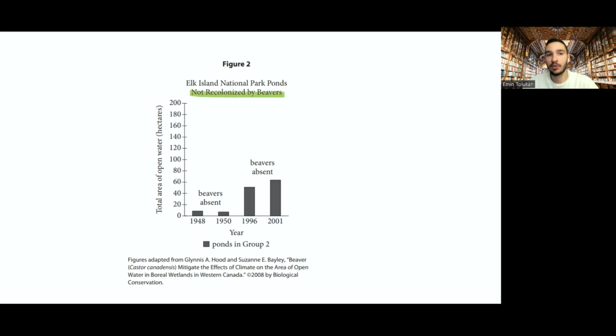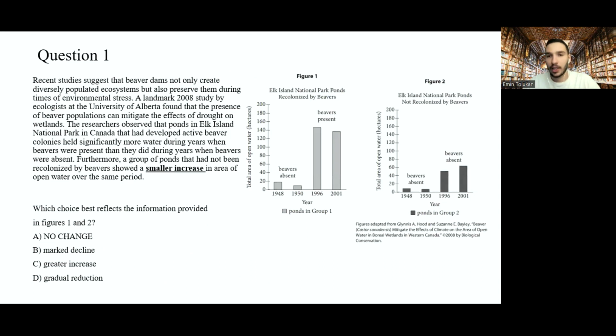What does it mean? That means beavers did not recolonize these ponds. Ponds are actually small sort of lakes, small collections of water. So these ponds haven't been recolonized by beavers, and we see that the total area of open water has been increasing over the years. And it has maybe even an exponential increase. I don't know. So let's go back here, and now we see the question itself, and there is also another figure present. So what you have to do is pause the video and analyze this figure as well. Okay, so read the title and read the labels and tell me what's the difference between the two figures.